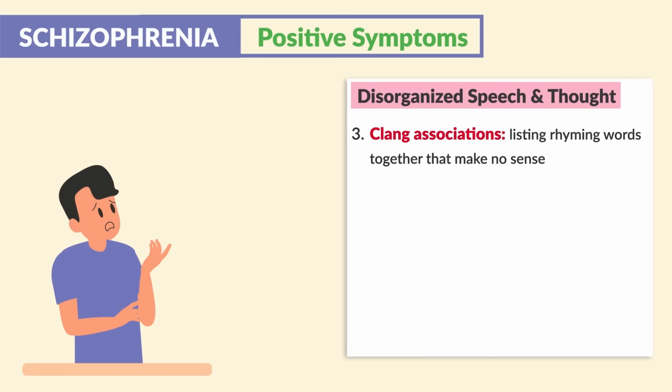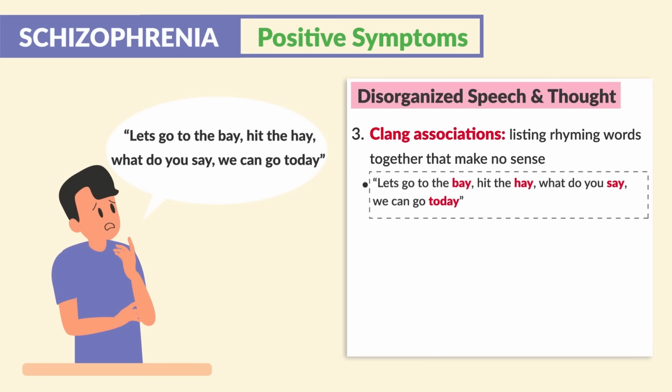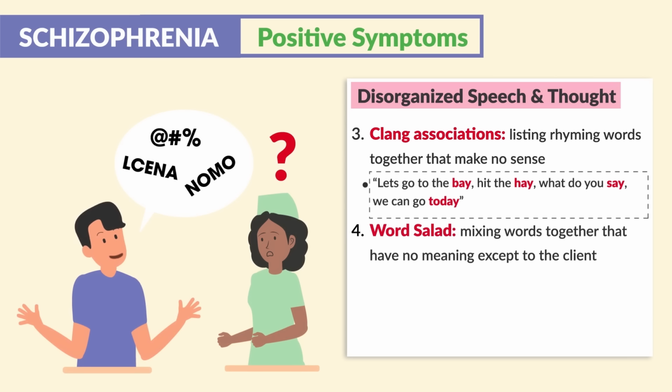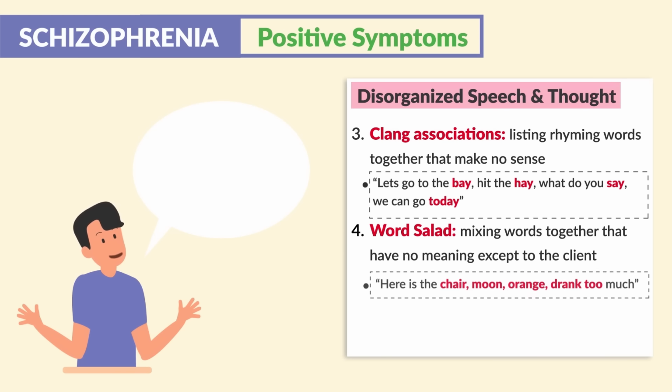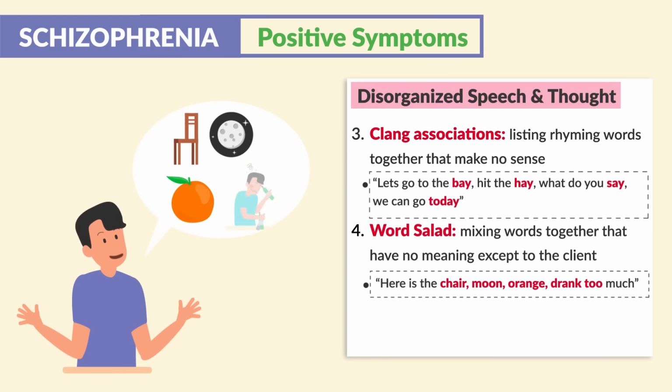For example, "Let's go to the bay, let's hit the hay. What do you say? We can go today." All these words rhyme together, but don't make any sense. And number 4 is the word salad, mixing words together that have no meaning except to the client. "Here is the chair, moon orange, drank too much." You see, all the words are mixed together kind of like a salad, so hence the name word salad.